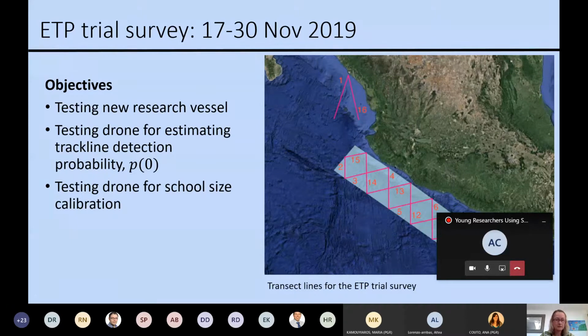And the purpose of the trial survey was, of course, to test the new research vessel and to test the drones, especially for our purposes, and also for school size calibration. But that's a topic that's not going to be part of this talk.